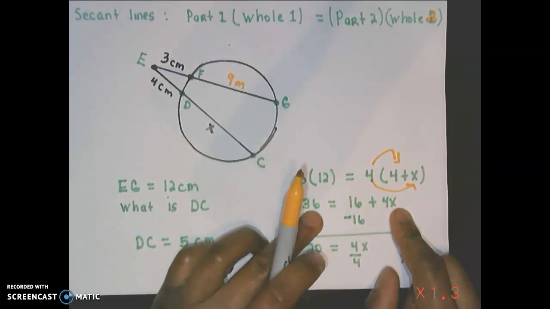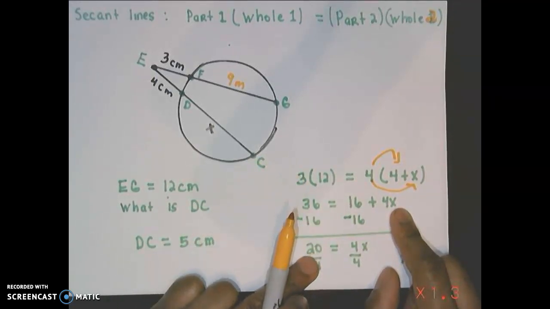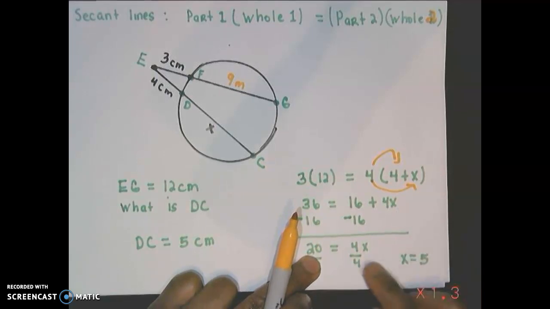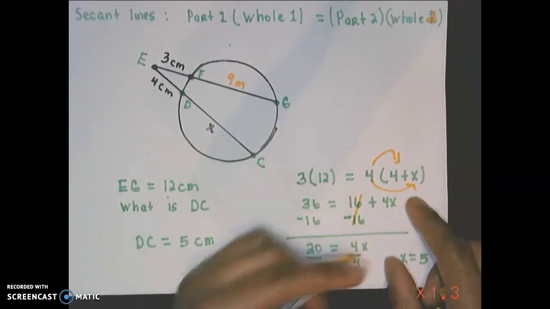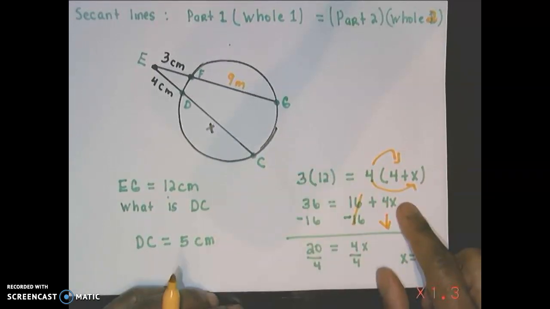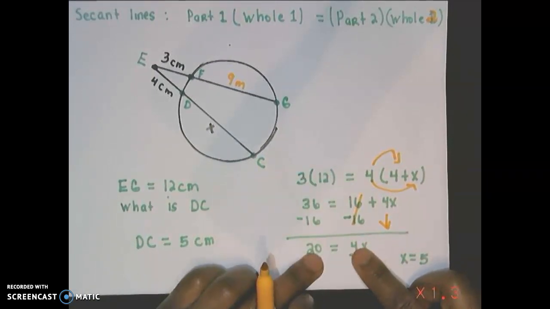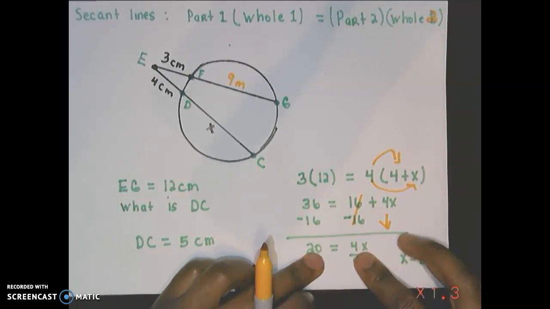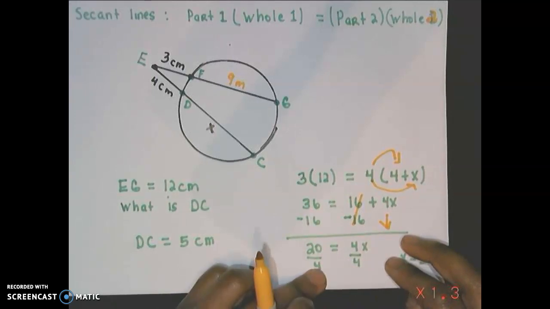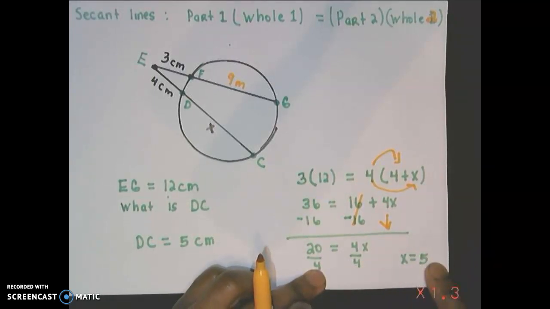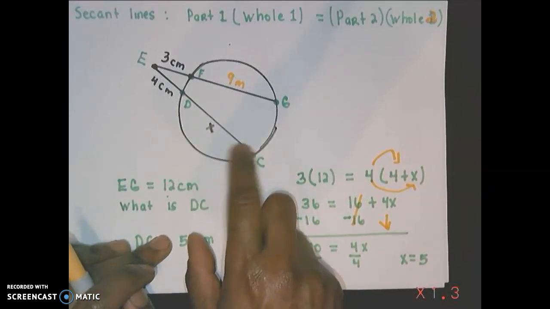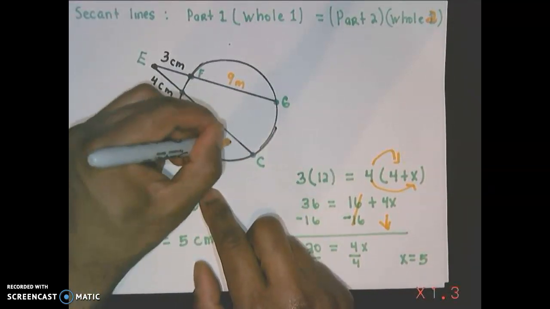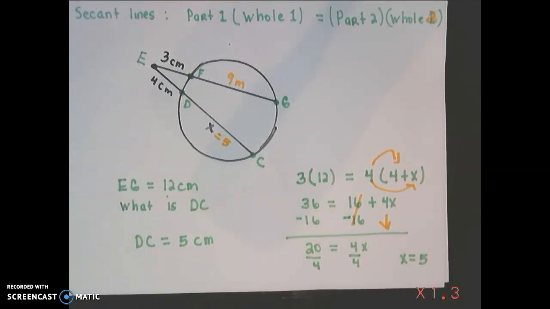So 36 minus 16 is going to give me 20. Then I can cancel out the 16s here and bring down my 4X. So I have 20 is equal to 4X. To get X by itself, I need to divide both sides by 4. So X is equal to 5. So my distance from D to C is just going to be 5, and I'm done.